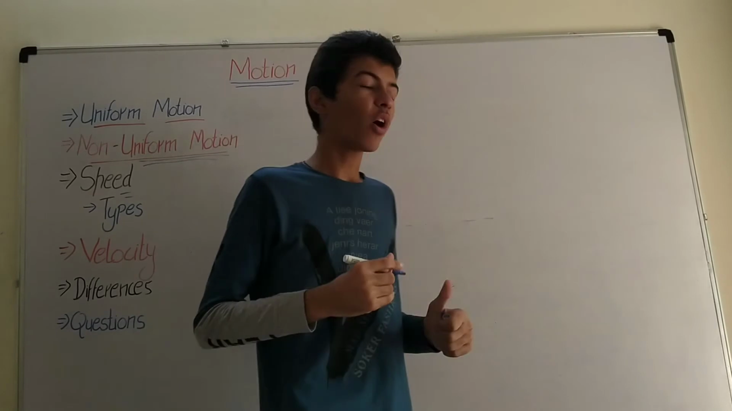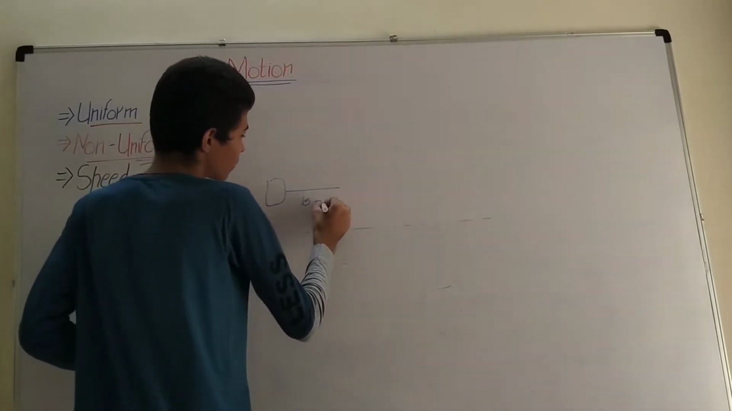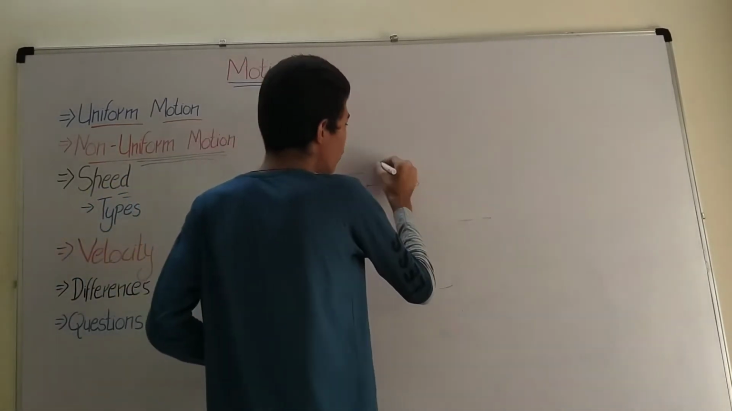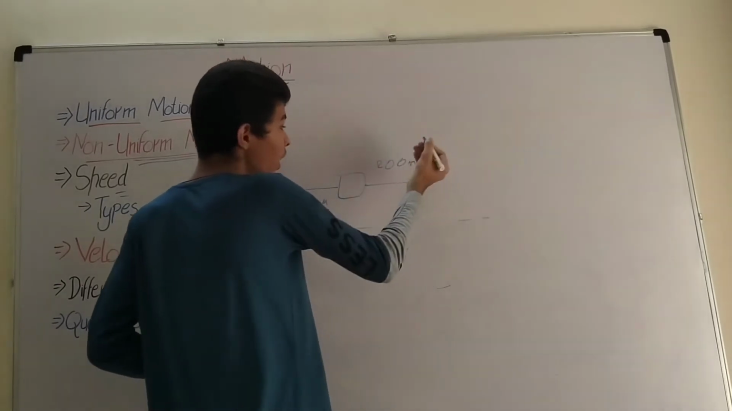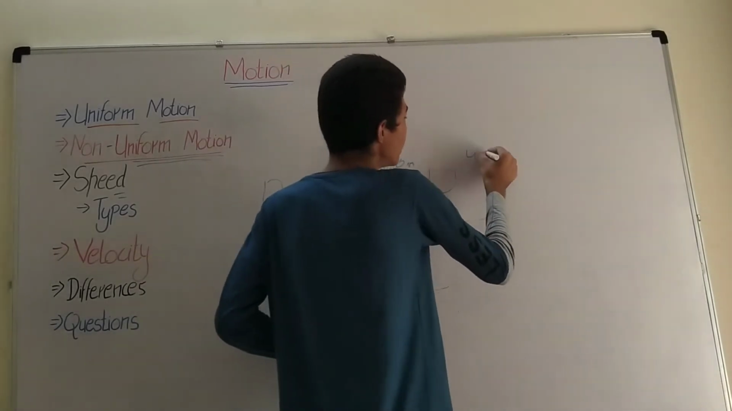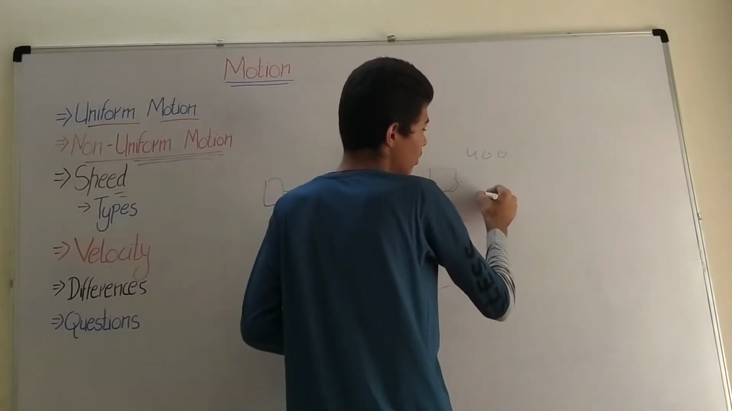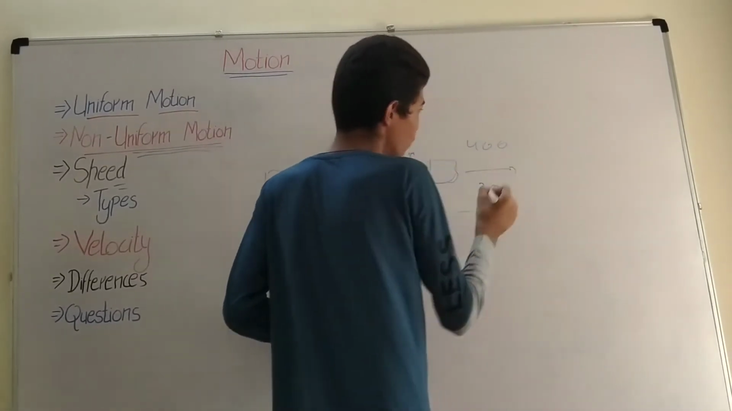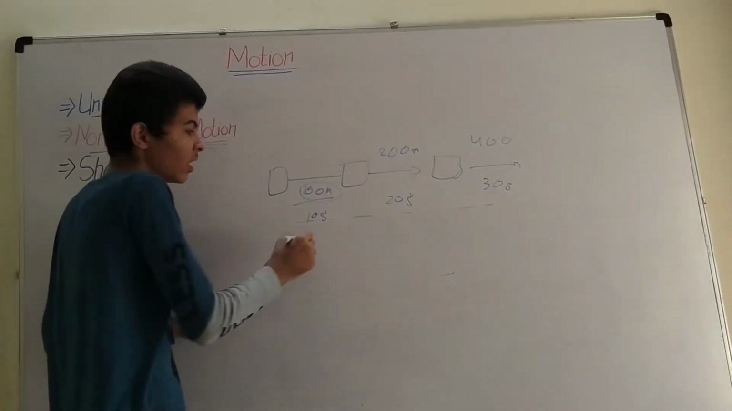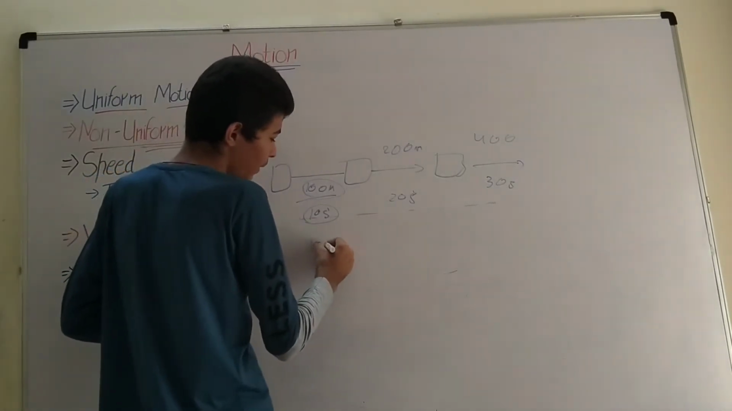So suppose a body covers 100 meters in 10 seconds, then it covers 200 meters more than the initial one in 20 seconds, and then it covers 400 more than the previous one in 30 seconds. Now, it has traveled 100 meters in 10 seconds. So what will the speed be here? It would be 10 meters per second.